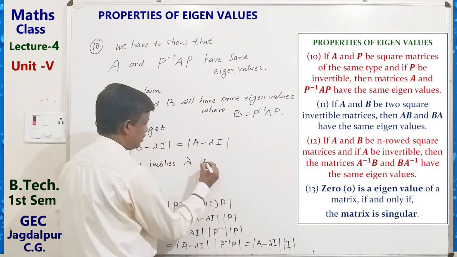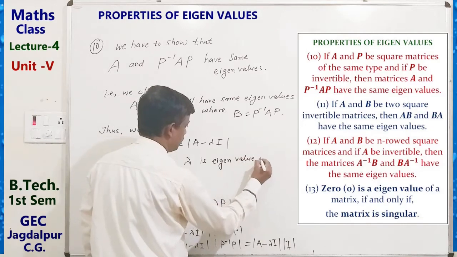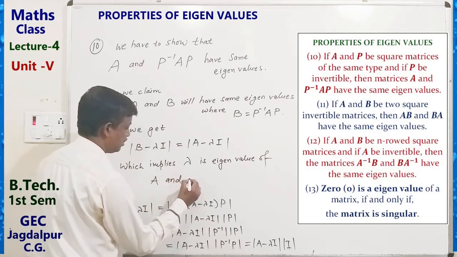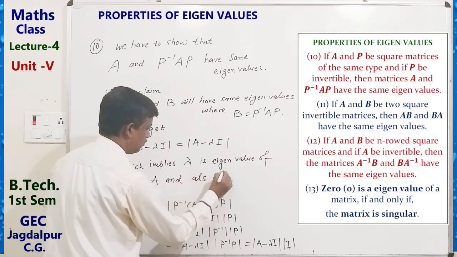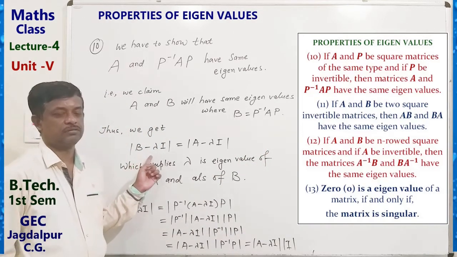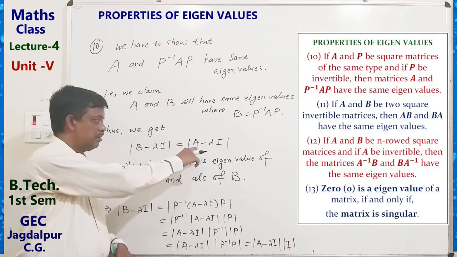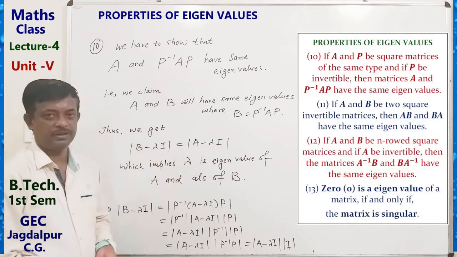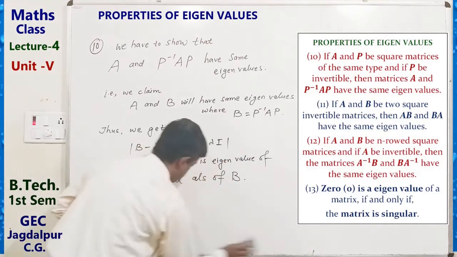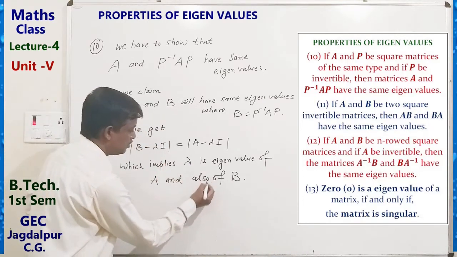lambda is eigenvalue of A and also of B. Because this equals 0, lambda is eigenvalue of B. This equals 0, lambda is eigenvalue of A. So lambda is eigenvalue of A and B. Lambda is eigenvalue of A, which implies that lambda is eigenvalue of A and also of B.